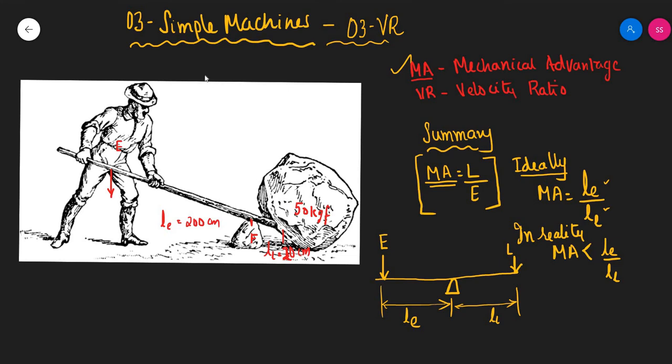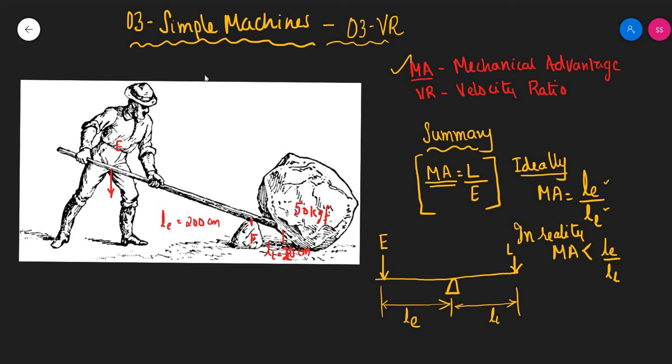In the previous video, we talked about mechanical advantage of a simple machine. In this video, we're going to continue from where we left. This is third in the series of simple machines. We're going to talk about velocity ratio. So, quick summary of what we saw in the previous video.